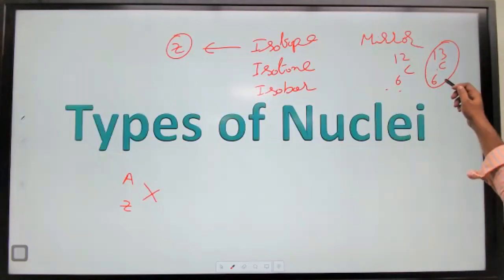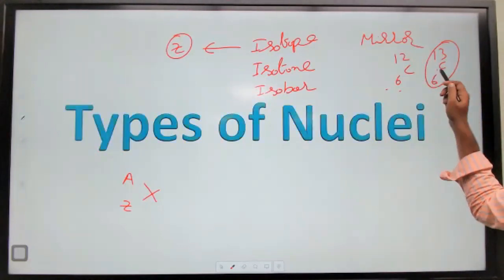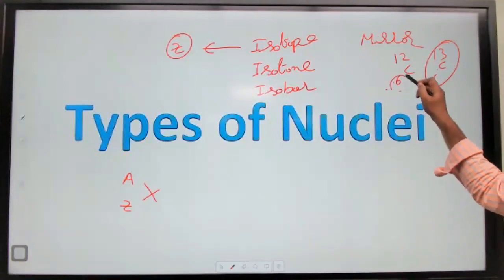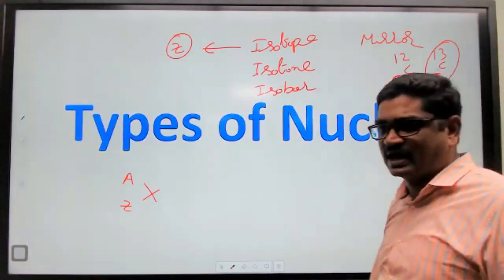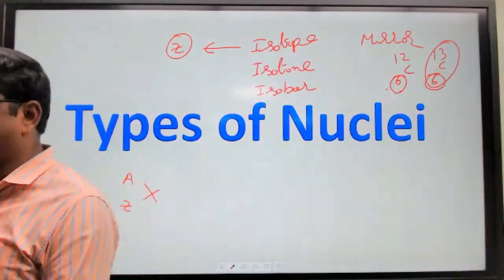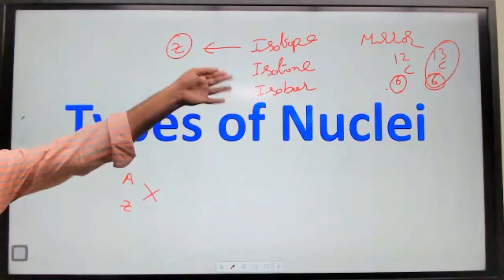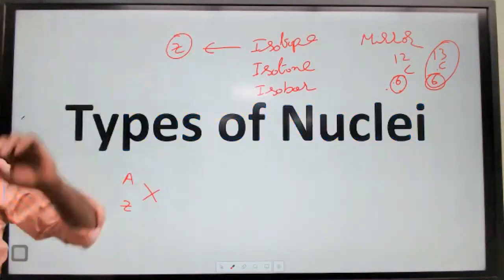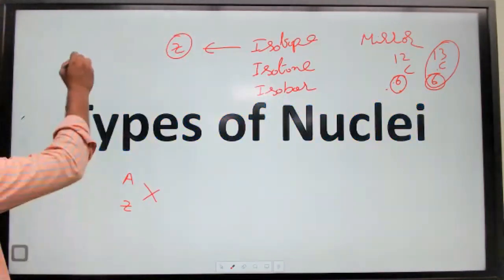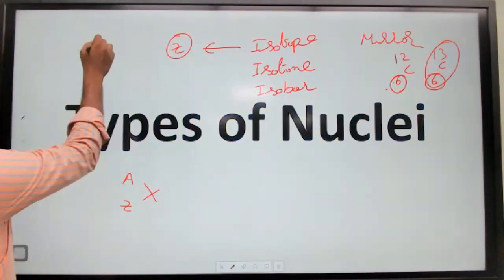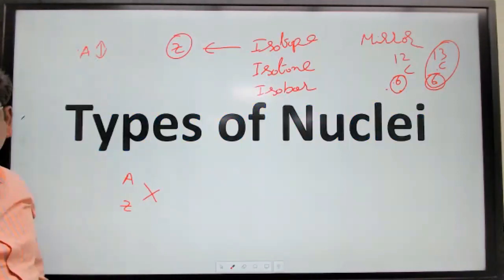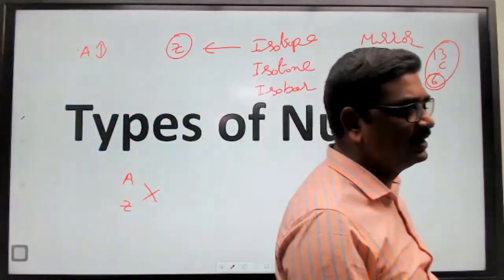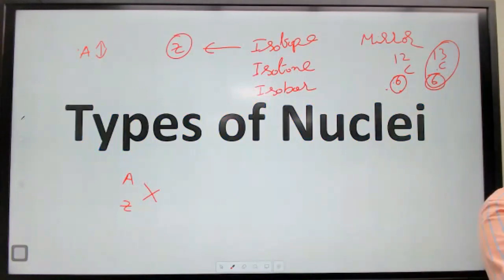For isotopes, the proton number should be the same, that means Z should be the same. Here it is 6, and here also 6. So we can conclude that these are isotopes of carbon. Same Z, but what about A? A may be different, so A may be variable. Z should be constant, A will be different, and A minus Z is also different.